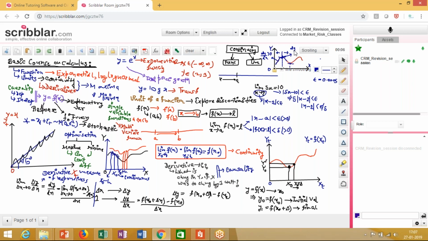So this is dy/dx equal to 0. That means at the peak point the function stops, so the function does not increase. Now, as x increases, y starts decreasing. So it means that the change in y with respect to the change in x is negative.